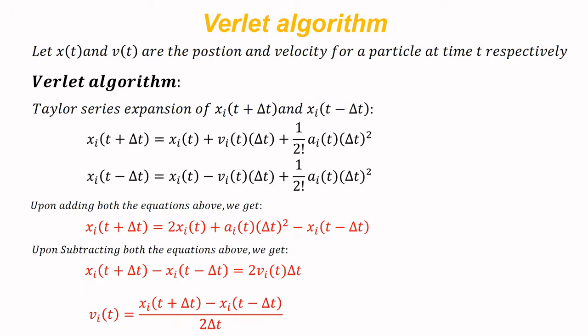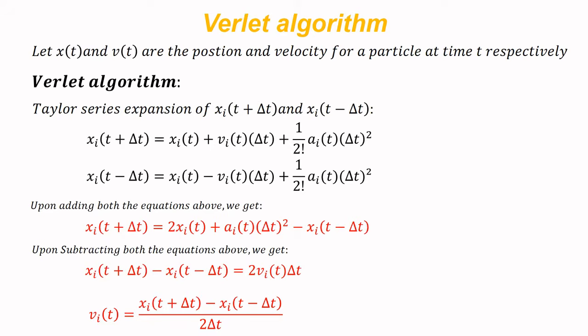So before I discuss the velocity Verlet algorithm, I will first discuss the Verlet algorithm. Suppose I have particle i in the system. So if x and v are the position and velocity of the particle at any time t in the system, to find the position of the same particle at time t plus delta t, where delta t is a small increment in the time, I will use the Taylor series expansion.